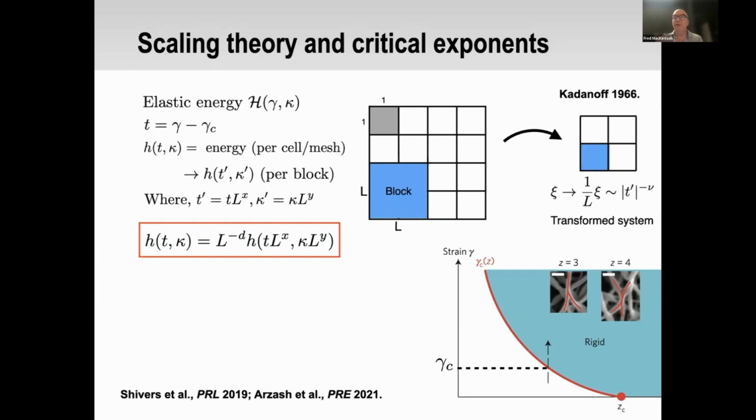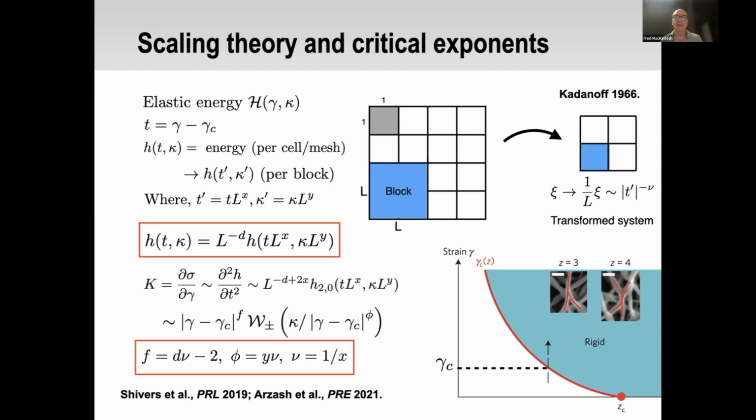And basically, pushing those ideas through, you wind up getting a simple but highly restricted mathematical form of a homogeneous function for this elastic energy. And you can start taking derivatives of that elastic energy to get things like stress or stiffness, by taking derivatives with respect to strain. So the stress would be one derivative with respect to strain. The stiffness, this K that I've been talking about, the derivative of stress with strain, would be two derivatives of the energy with respect to strain.